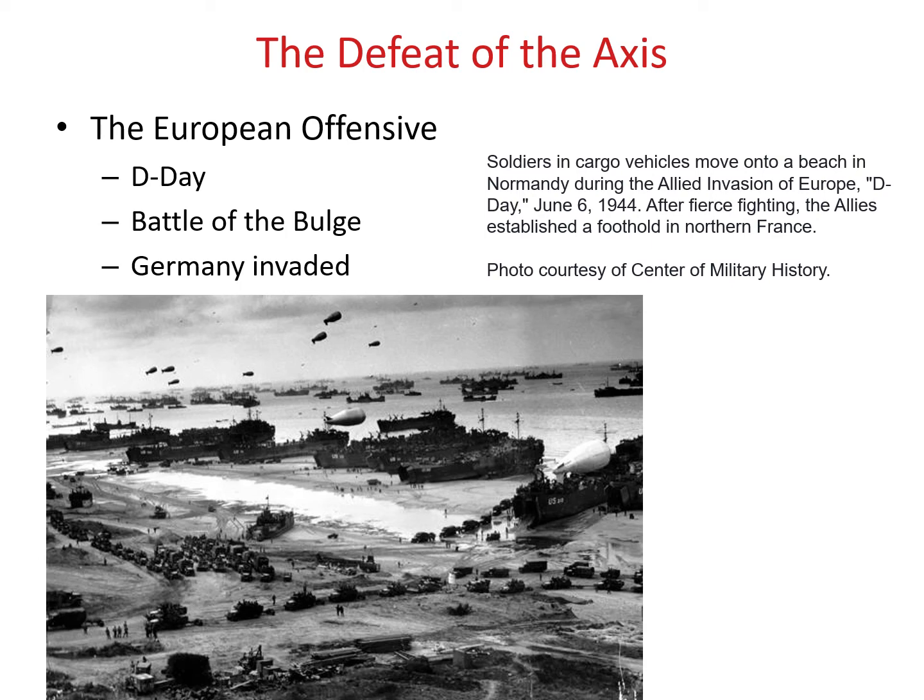D-Day was interesting. We invaded Normandy, France, and we were coming in through France. We were coming up through Italy. The Russians were coming in from the east, coming into Germany that way. So this was the beginning of the end. The Allies came and were a huge, powerful force.